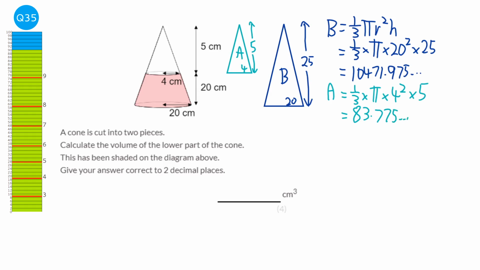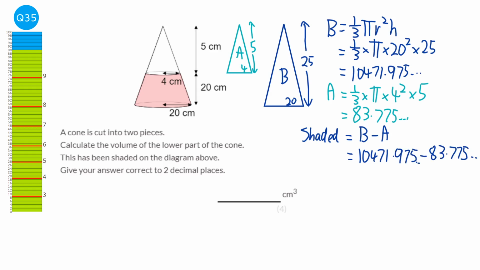So that will be 83.775 blah blah blah. So to work out the shaded bit, we're just going to do the volume for B, take away the volume for A. So it's going to be 10,471.975 take away 83.775, and all those I'm going to keep in the calculator to keep the accuracy, and that gives us 10,388.199 blah blah blah, and to 2 decimal places it's going to be 10,388.20.